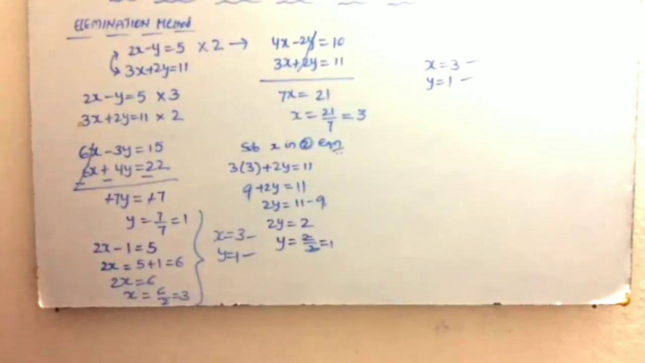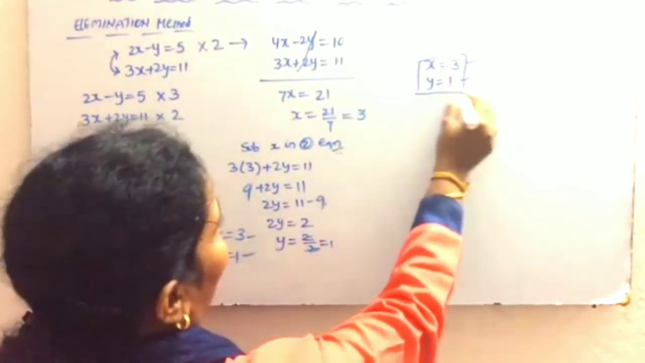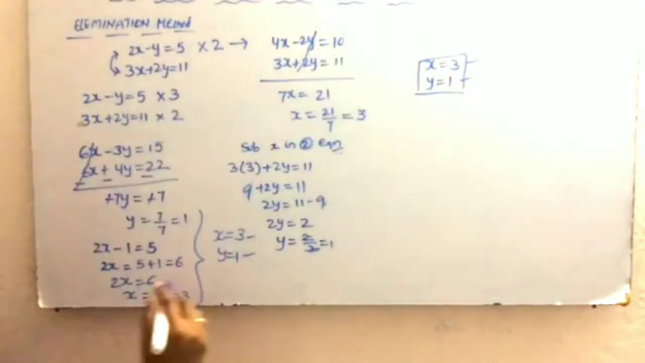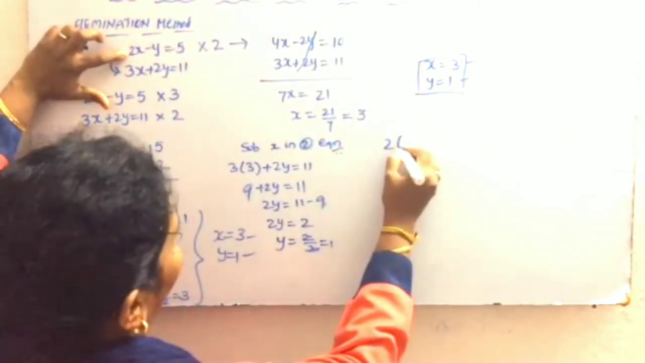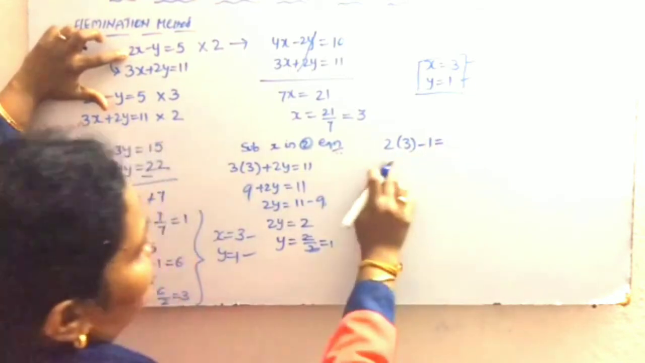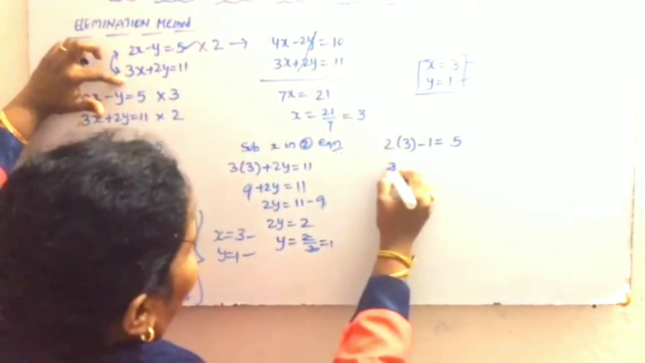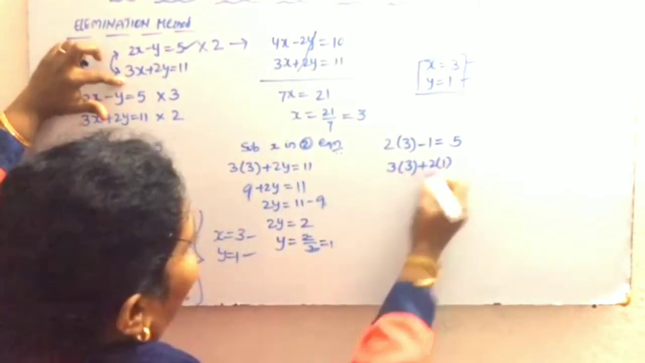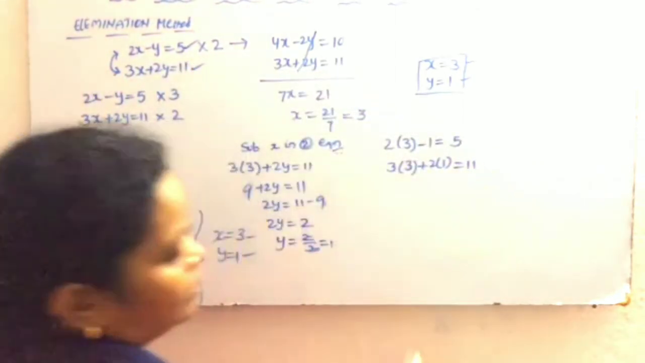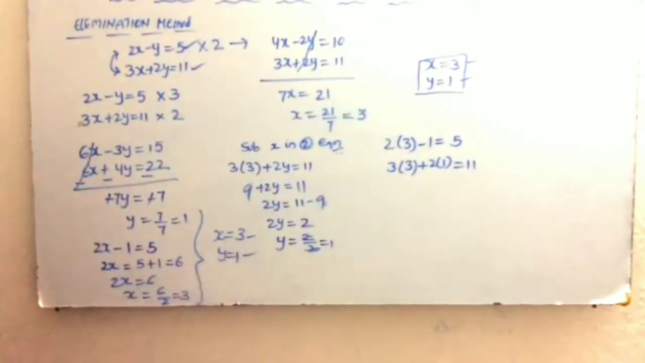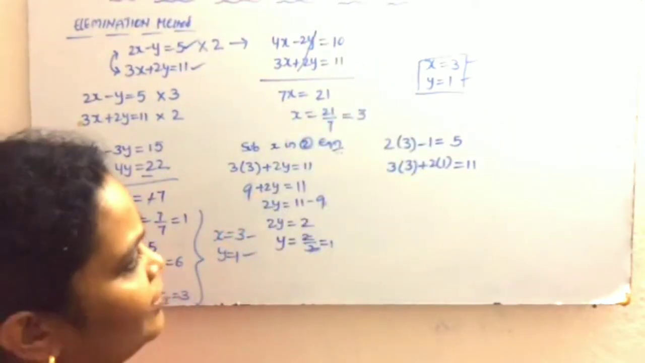To check if the values are correct or not, we will verify by substituting these values in any of these two equations. That means now we will substitute the x and y values in the first equation. That means 2 into 3 minus 1. How much? 6 minus 1, 5. This is also correct. And in the second equation, 3 into 3 plus 2 into 1. That means 9 plus 2, 11. That is also correct. So we verify that by substituting the values of x and y in those equations.